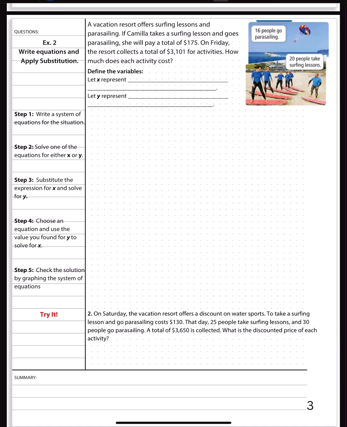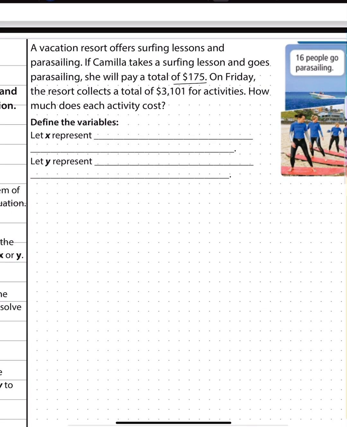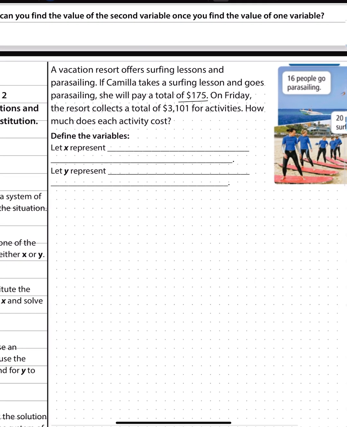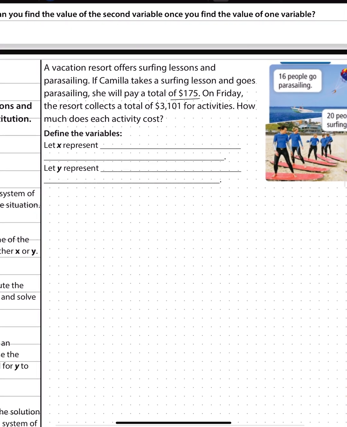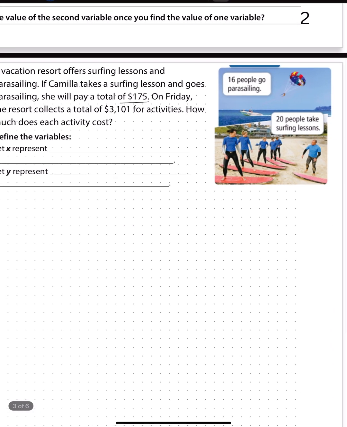If Camila takes a surfing lesson and goes parasailing, she will be paying a total of $175. On Friday, the resort collects a total of $3,101 for activities. The question is, how much does each activity cost? If we look at the image over here, at the resort, we see a total of 16 people go parasailing and a total of 20 people take surfing lessons.